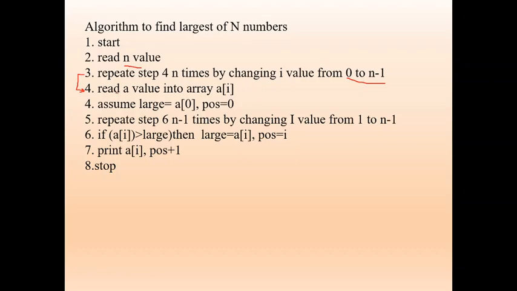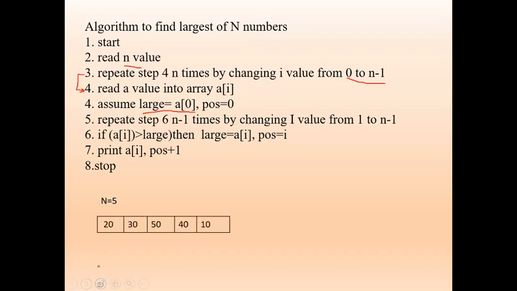After reading n numbers, assume the first member is the largest number. The array's index is starting from 0. First member in the array is represented by A of 0. So I am assuming large equal to A of 0. That means I am considering the first member of the array as the largest.